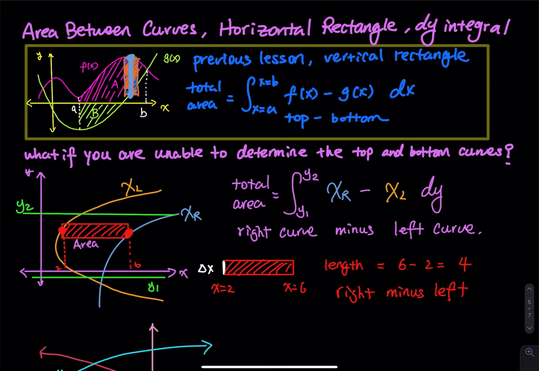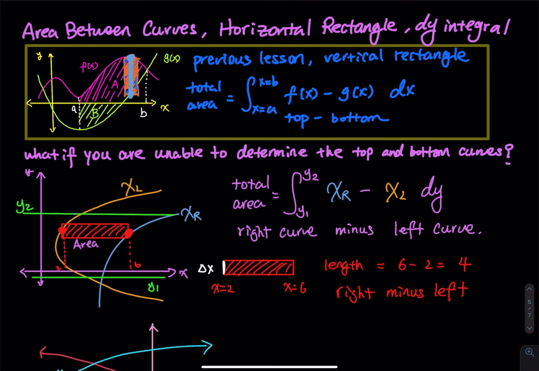You don't use 2 minus 6, right? You want the length to be positive. So 6 minus 2, that is the x value on the right minus the x value on the left. So that's how we get the idea of using the right curve minus the left curve. Because that is how we figure out the length. The length must be positive.